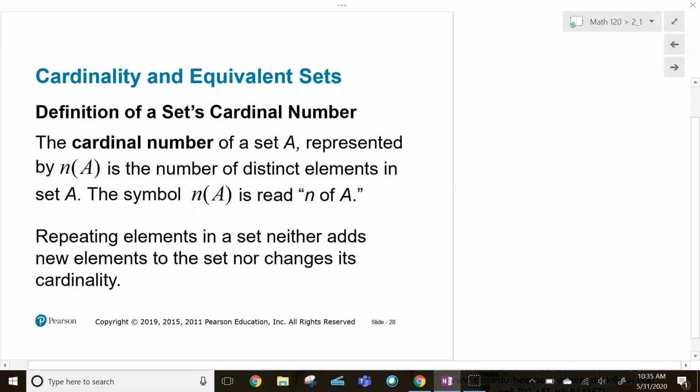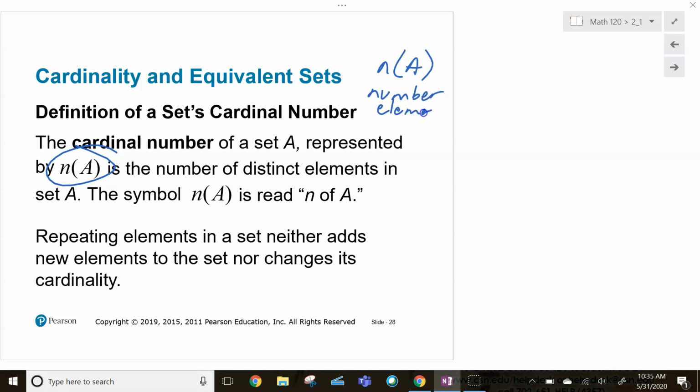All right, cardinality. So what does cardinality mean? The cardinal number of a set, represented by that right there. And what I like to say is number of elements in set A. When I see that, I like to say number of elements in A. Number of elements or members of the set. That's what I like to say. Now you read that, you'll also hear that say N of A, the number of elements in A. Okay, so that's cardinality.